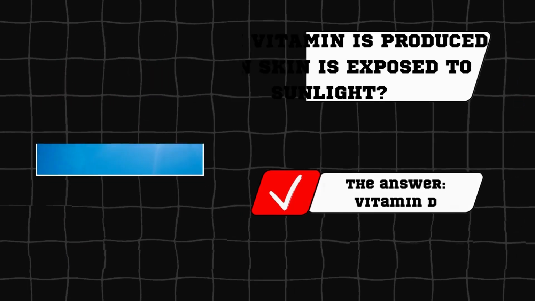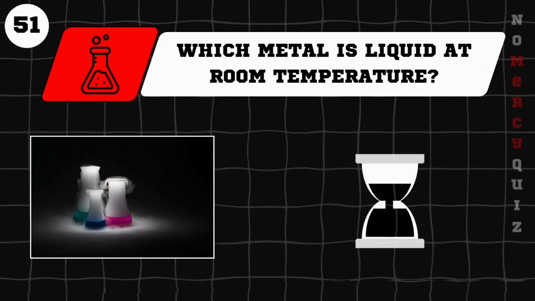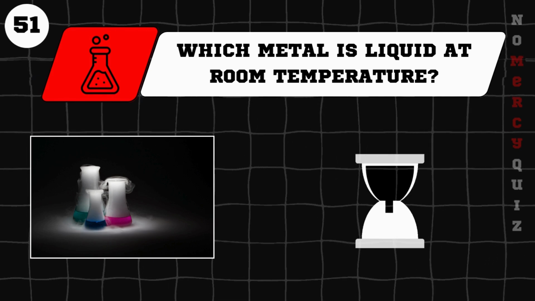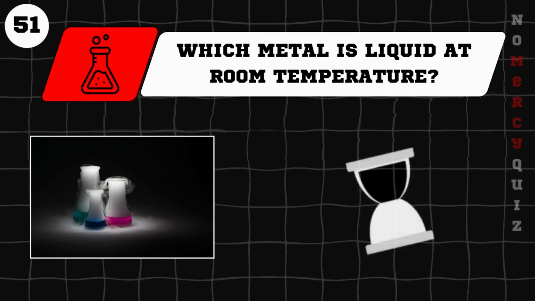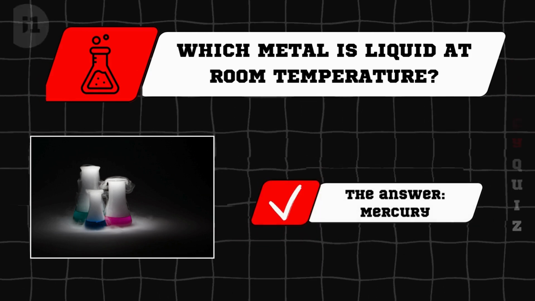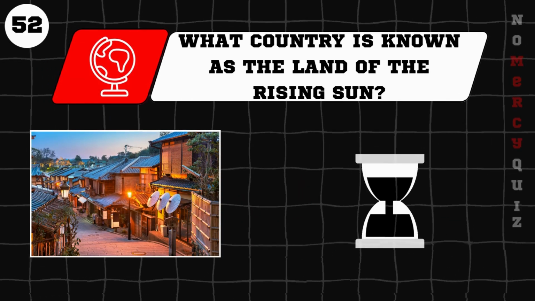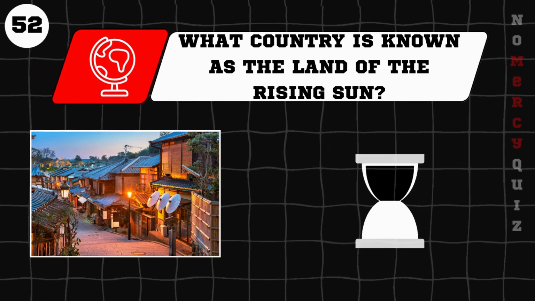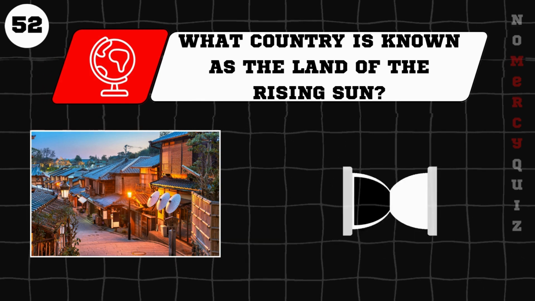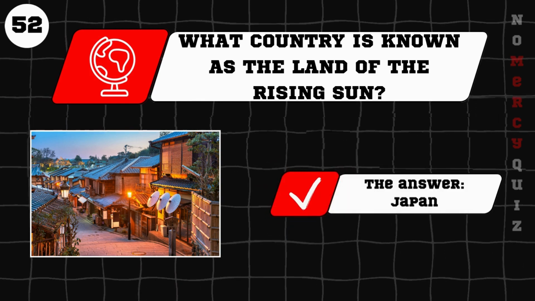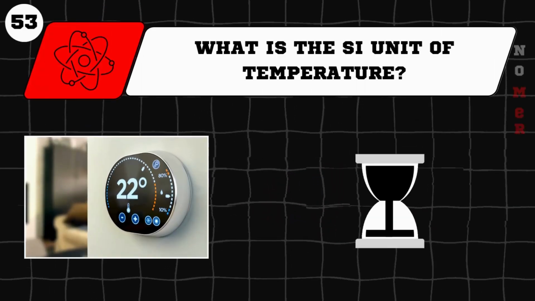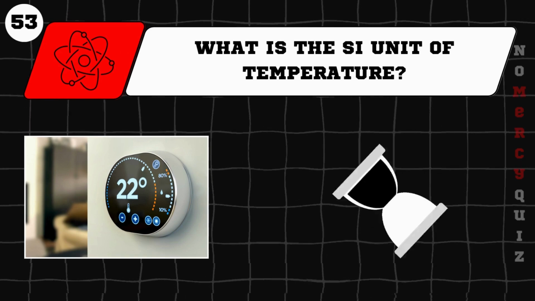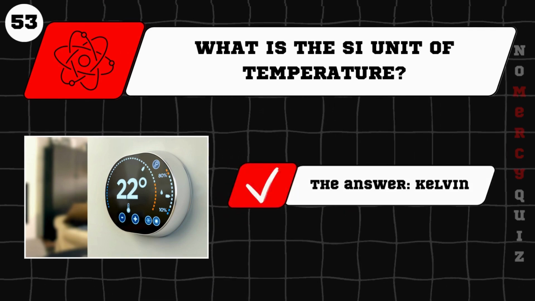Vitamin D. Which metal is liquid at room temperature? Mercury. What country is known as the land of the rising sun? Japan. What is the SI unit of temperature? Kelvin.